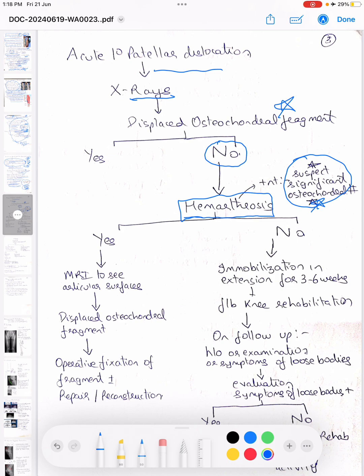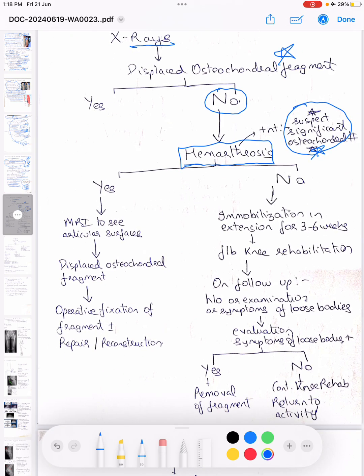So if there is significant hemarthrosis present, you reduce the patella, you give an extension brace, and once the swelling subsides, you go for MRI to see the articular surfaces, to look for osteochondral fragments, for a displaced osteochondral fragment. And if the osteochondral fragment is present, you need to go for operative fixation of the fragment with repair or reconstruction of the medial patellofemoral ligament.